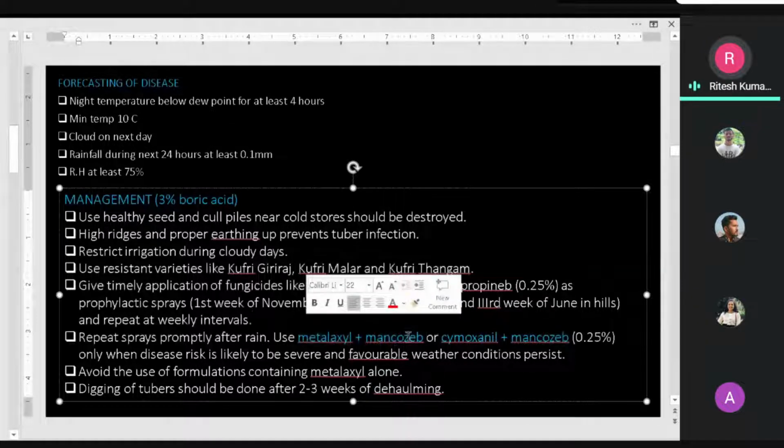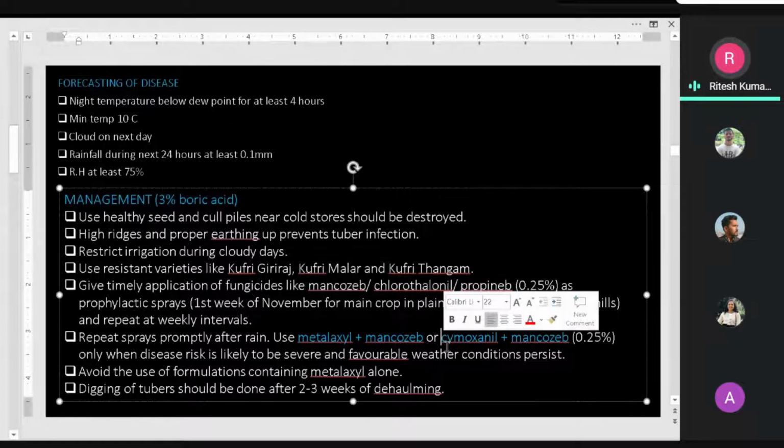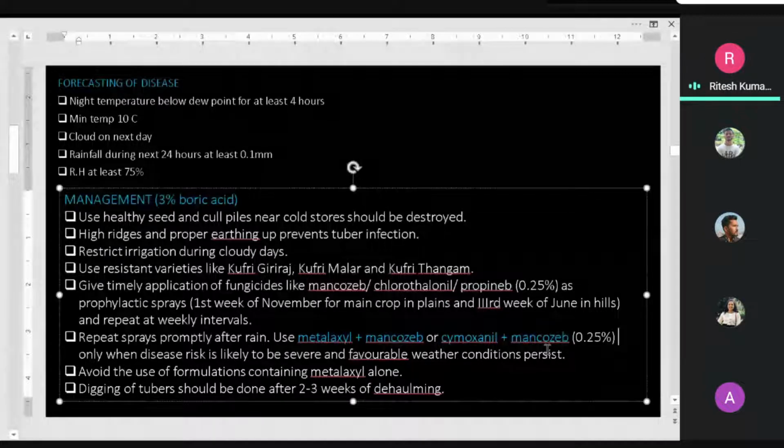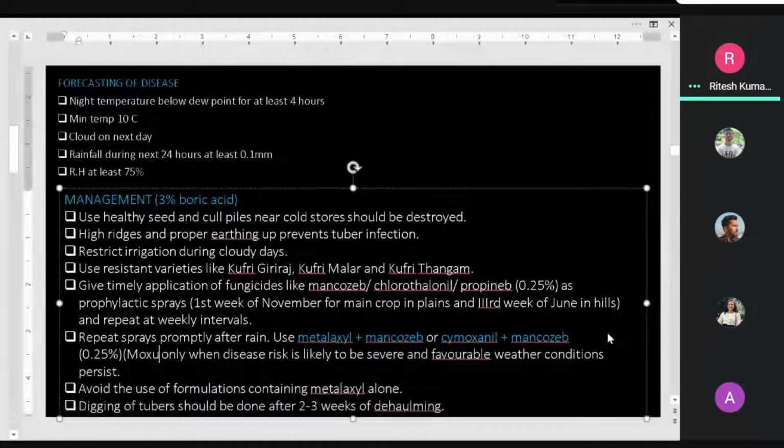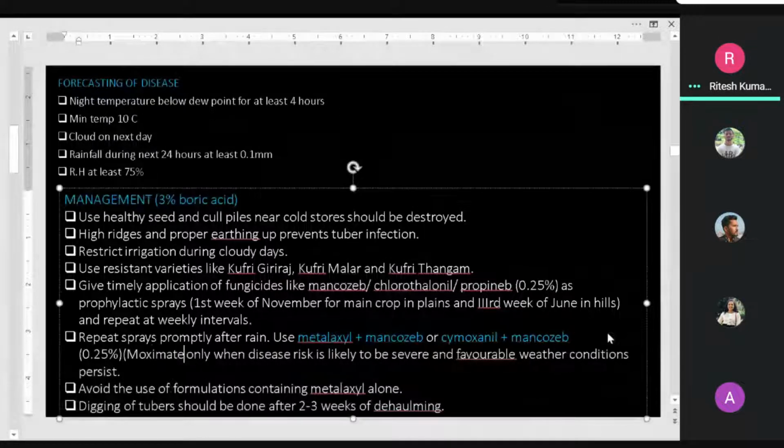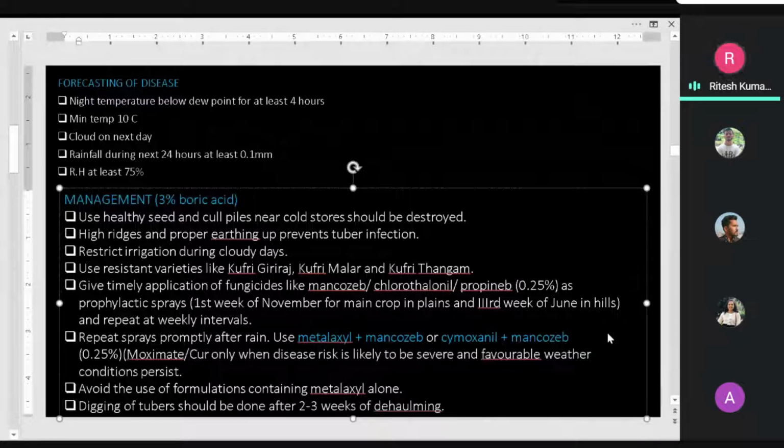So it's better to recommend cymoxanil plus mancozeb. The formulation is available as Moximate. In our case, it is found as Moximate, or also available as Curzate-M.